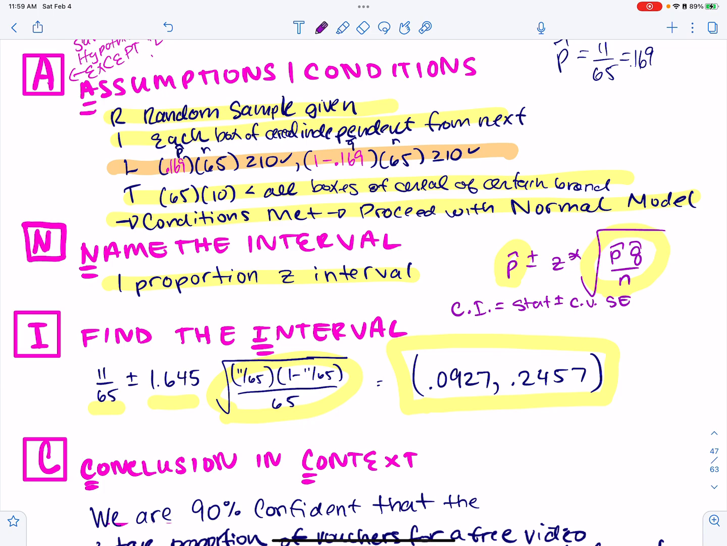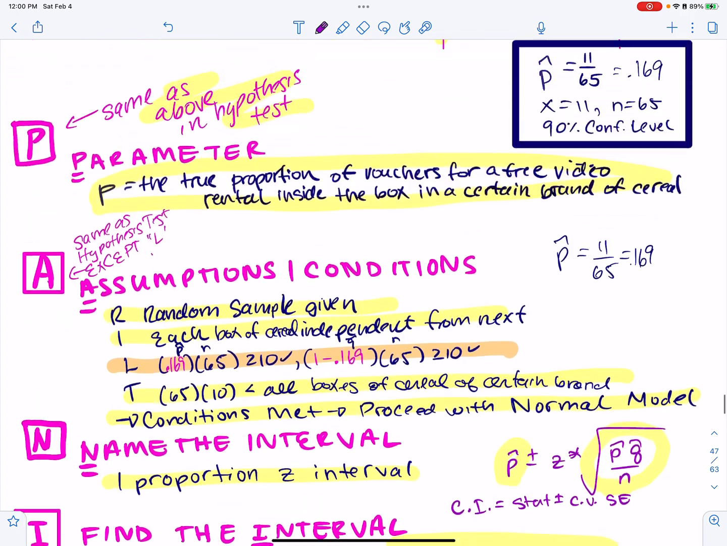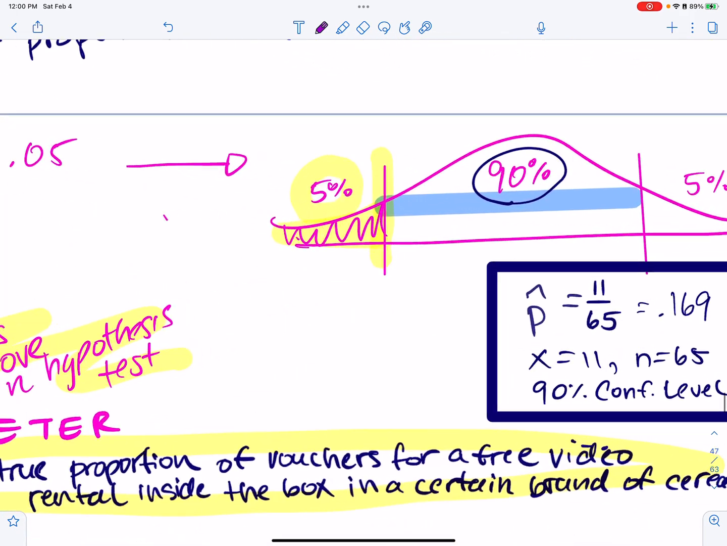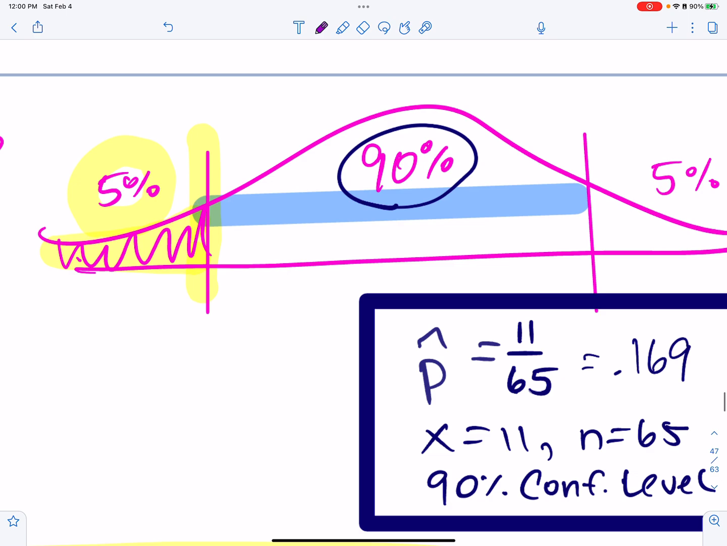Now, to be able to get the 1.645, your calculator doesn't give you that. The calculator does give you z-star, but not from the confidence interval. That doesn't give you that. For z-star for 90%, the way you're going to find that is inverse norm, and you're going to put area 95%. The reason you're going to do 95% is because your calculator doesn't know you're doing the center 90%.